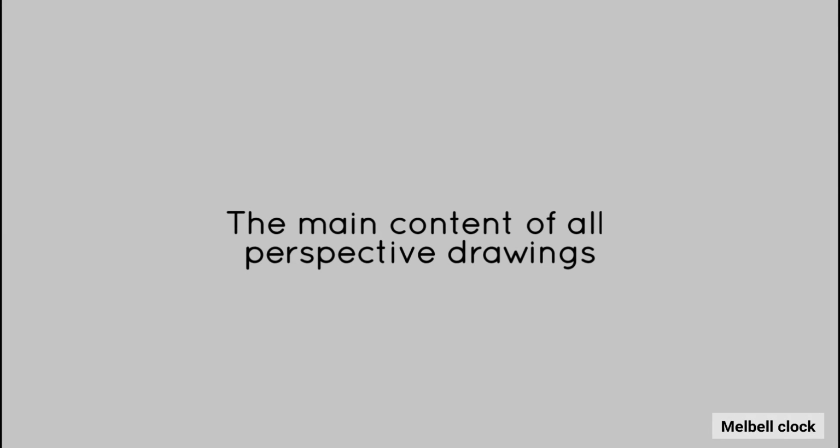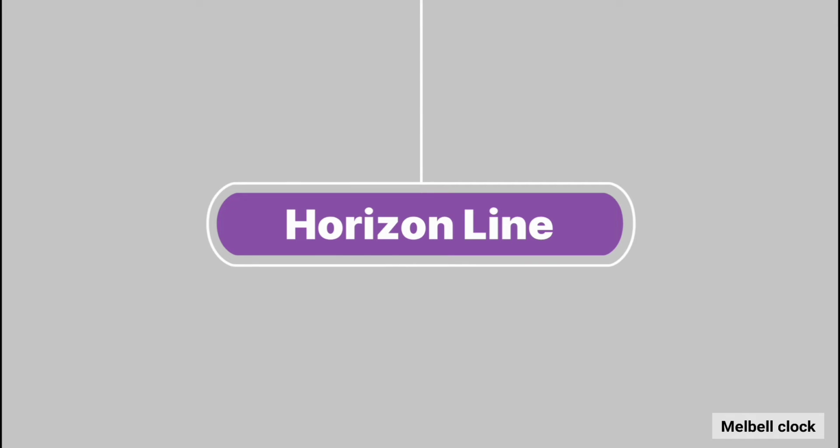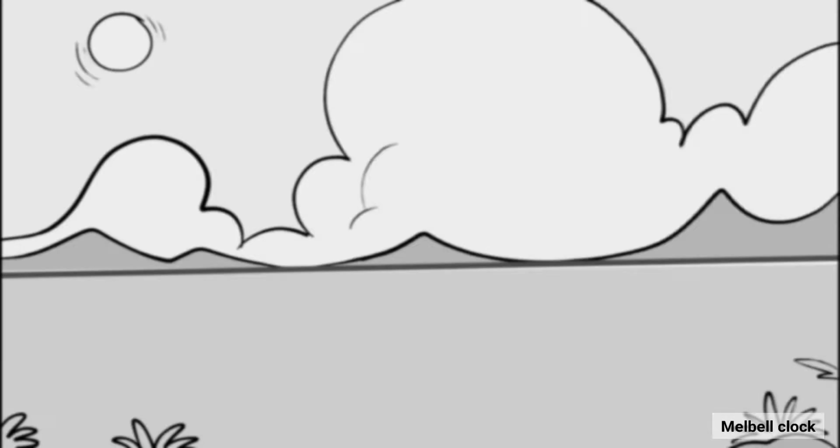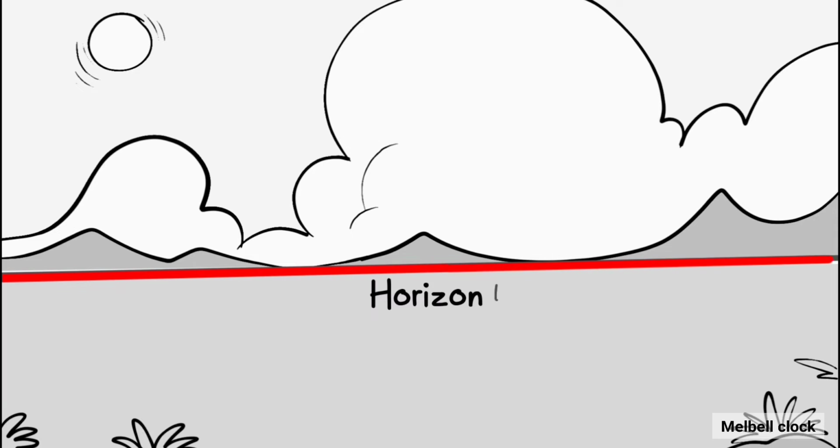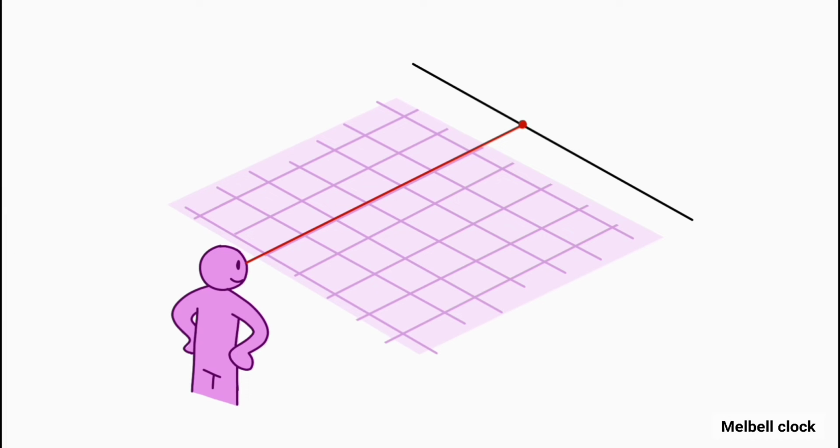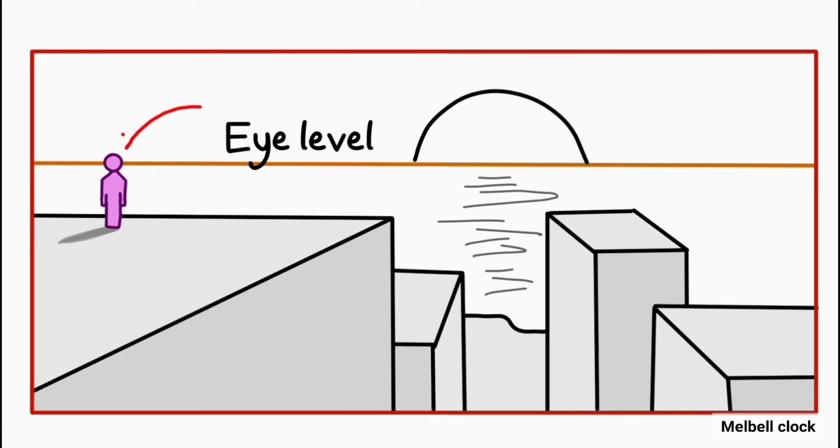The main content of all perspective drawings is the horizon line and vanishing point. So first you need to know these things. The horizon line is an imaginary line that separates ground and sky. The horizon line is always at the eye level of the viewer. It appears to be the same height as the viewer's eyes. Before you start drawing, you first need to place the horizon line.